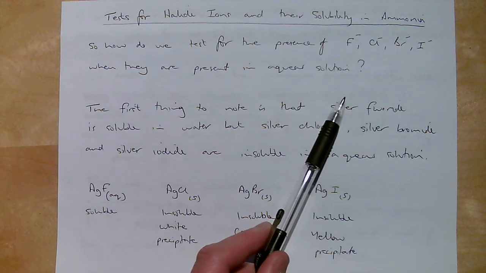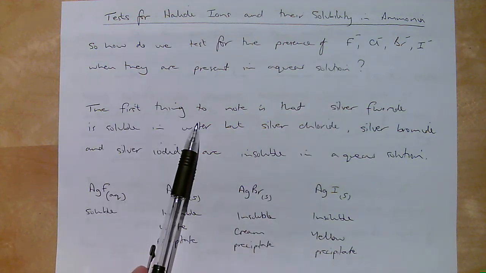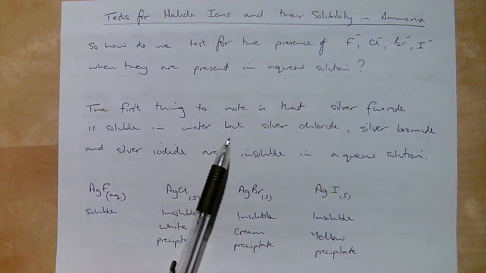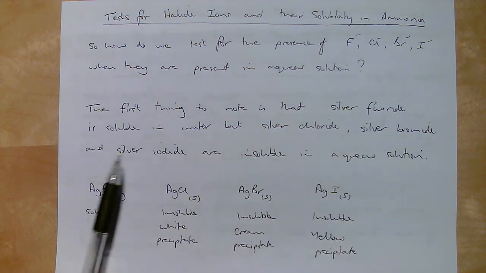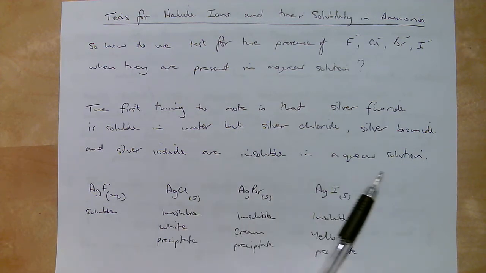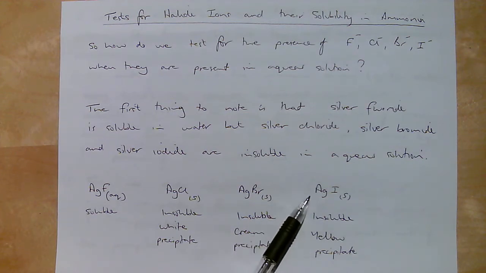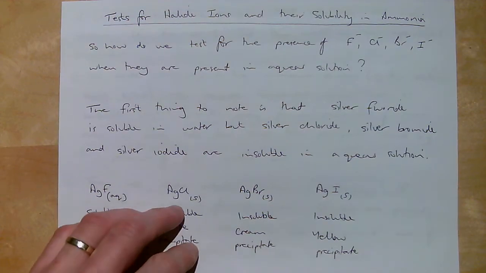present in aqueous solution? Okay, so the first thing to note then is that silver fluoride is soluble in water, but silver chloride, silver bromide and silver iodide are insoluble in aqueous solution. Okay, so that's quite a useful thing to know. Silver fluoride is soluble in water, silver chloride is insoluble in water and forms a white precipitate, silver bromide is insoluble in water and forms a cream precipitate, silver iodide is insoluble in water and forms a yellow precipitate.